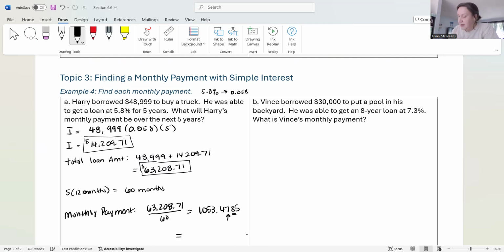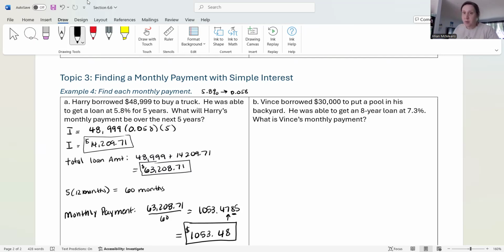We have an 8 that tells me to round up. So we're going to say that Harry's monthly payment is $1,053 and 47 cents. No, 48 cents. Bless my heart. I almost screwed it up. We're rounding up here. So it's $1,053.48. And that is Harry's monthly payment. So that's how much he would have to pay every single month for the next 5 years in order to get this car paid off on time.